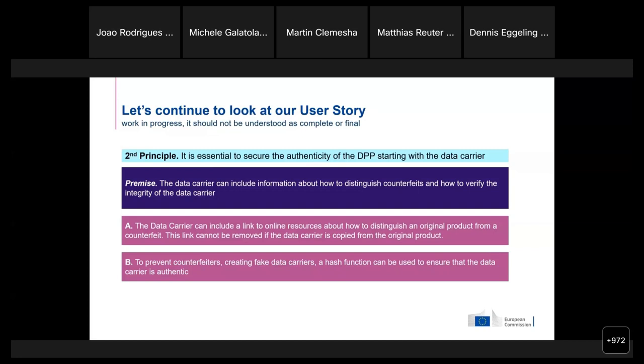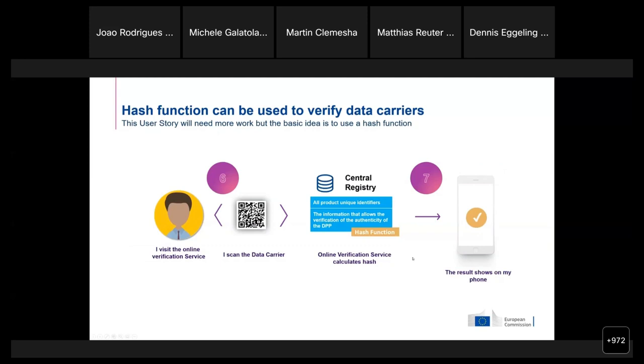And on the other hand, we want the authentic DPPs to not be put on counterfeits, right? So let's then look at how we plan to avoid those two scenarios. Again, I'm in the shop, I'm happy, I'm going to buy the product, but I'm interested to ensure that the DPP I looked at is authentic.